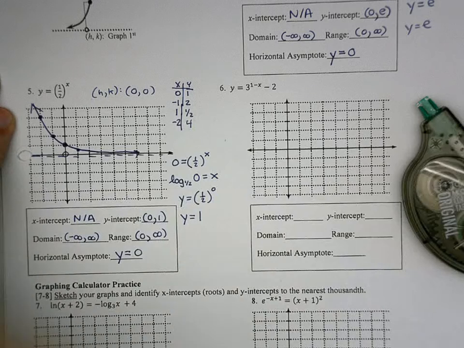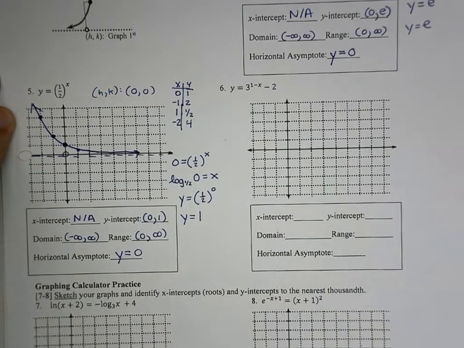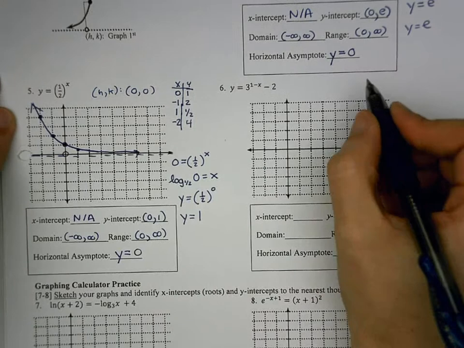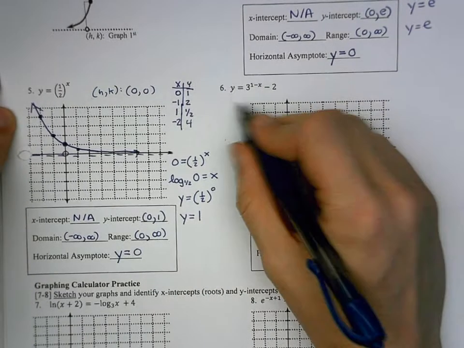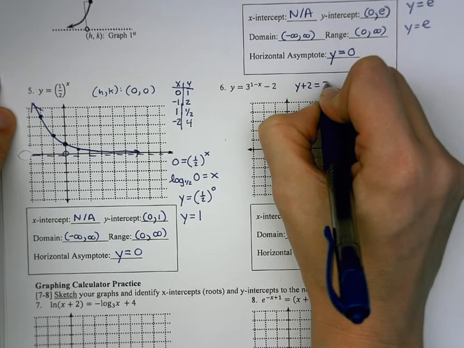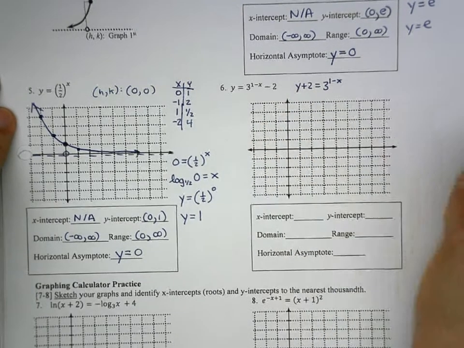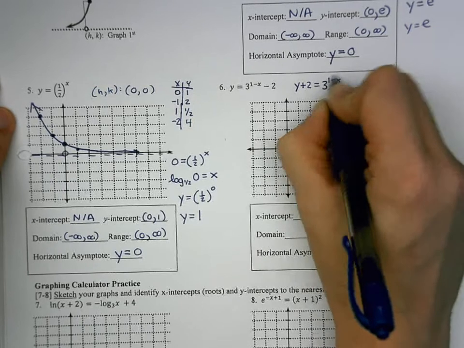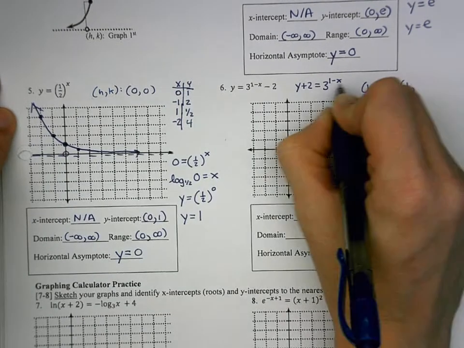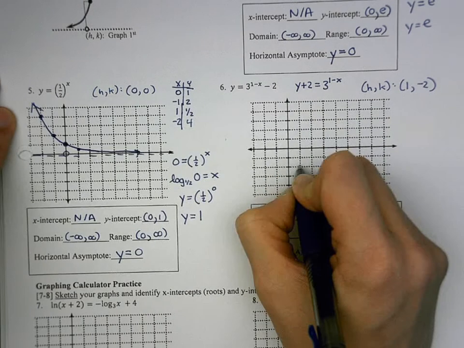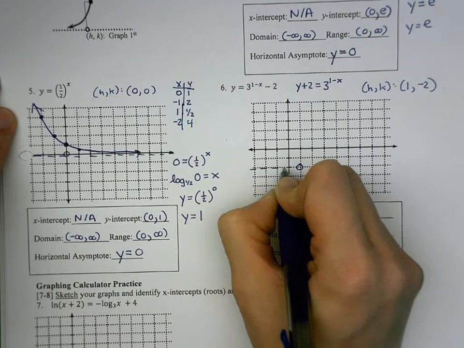Okay, last one, number 6. Pause the video if you're going to. Okay, to get this one into standard form, I will need to add that 2 over to the other side. So we have y plus 2 equals 3 to the 1 minus x. My HK then, H would be 1, because that would zero out the x component, and -2 to zero out the y component. And so there's my horizontal asymptote.